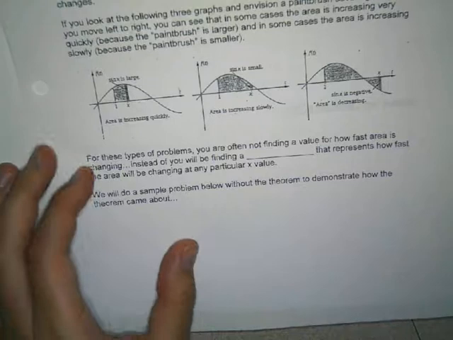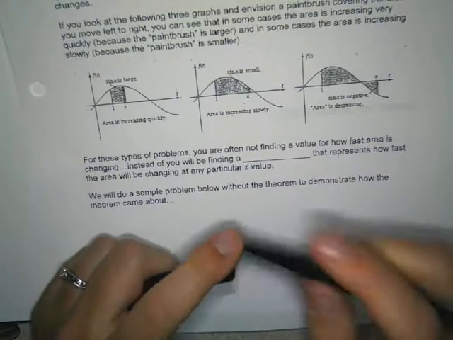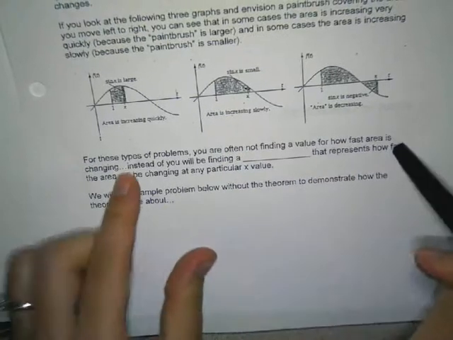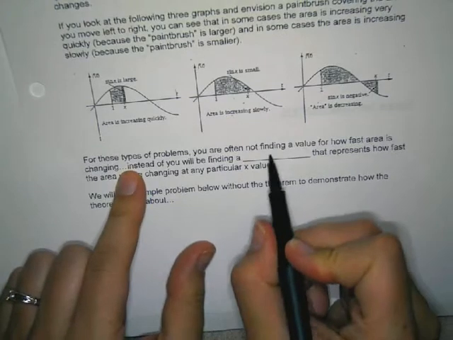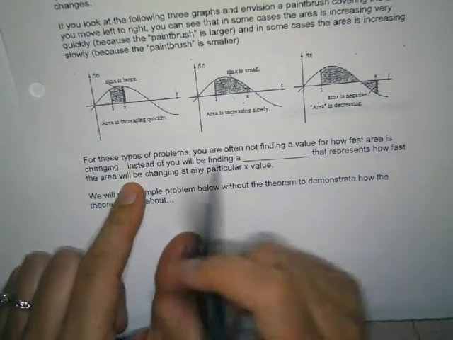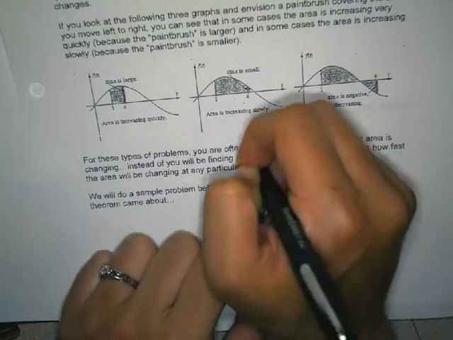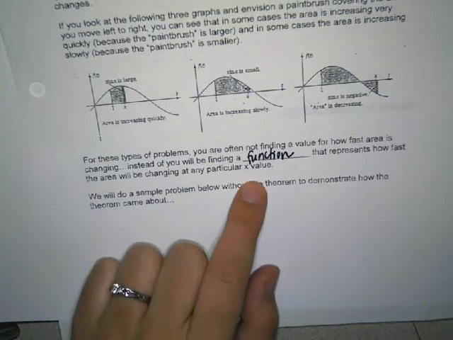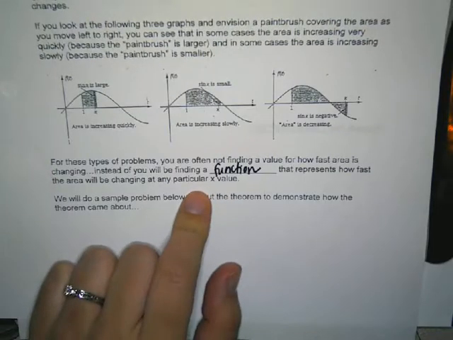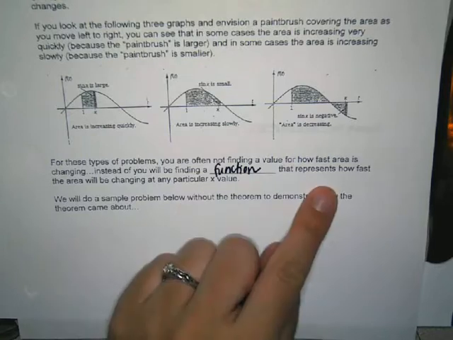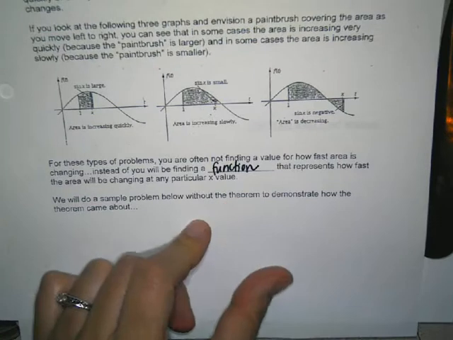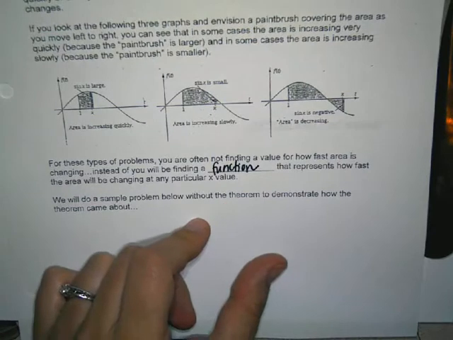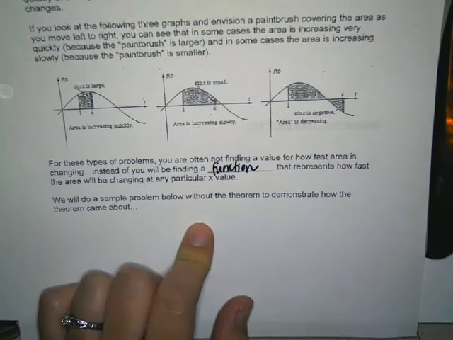For these types of problems, you are often not finding a value for how fast area is changing. Instead, you'll be finding a function that represents how fast the area is changing at any particular x value. Since we're still dealing with area underneath the curve, we're still looking at integration. But since we're looking at rate of change, we're also looking at the derivative. So let's look at a connection here.